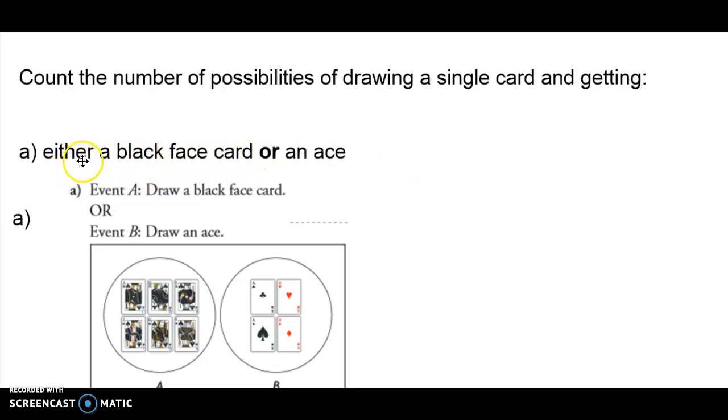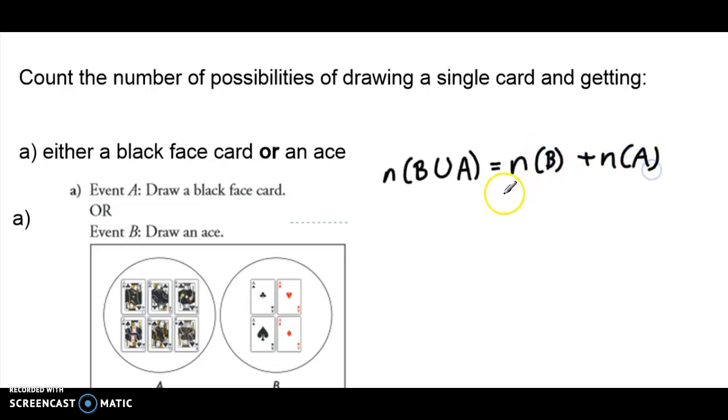So to find the number of outcomes or possibilities containing either a black face card or an ace, we can write that the number in the set of a black face card or an ace is the number in set B plus the number in set A. The number of black face cards, there are 6 possible outcomes, and there are 4 aces. This will give us 10 possible outcomes.